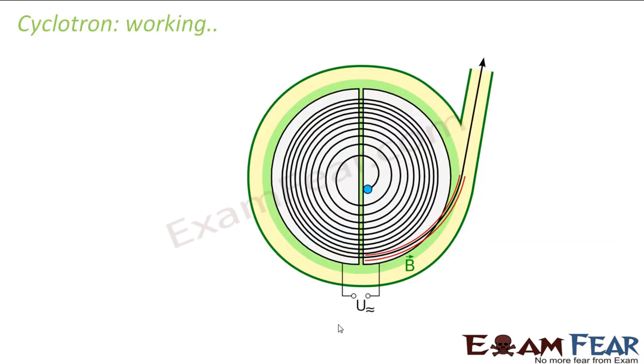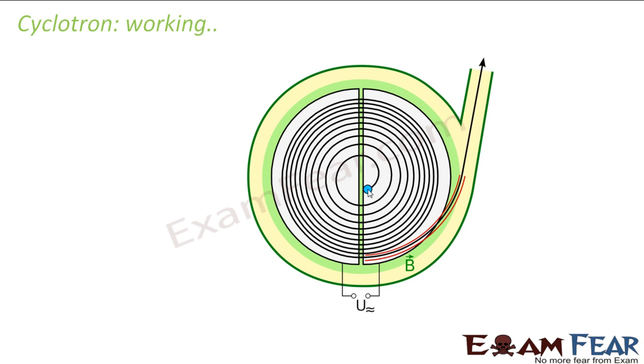Working of a cyclotron. So what do we do here? We apply an alternating voltage to the two Ds. Positive charged particles are released at the center, as I told you, you see this blue dot. So at the center, positive particles are released. Now they move through the Ds via this gap.